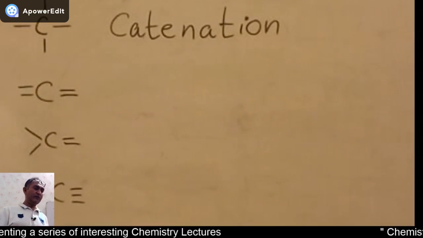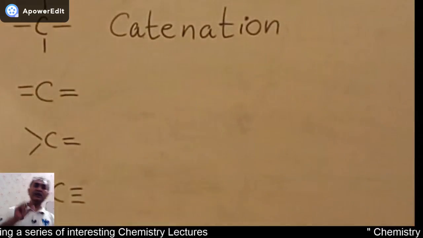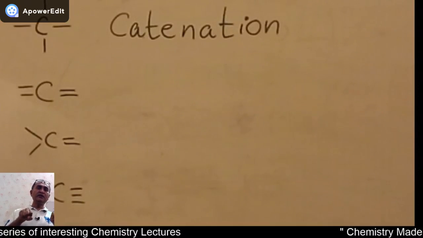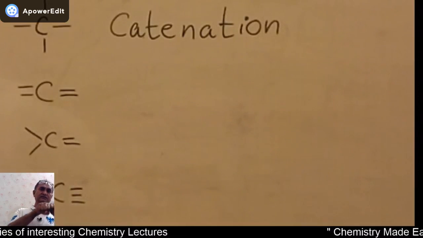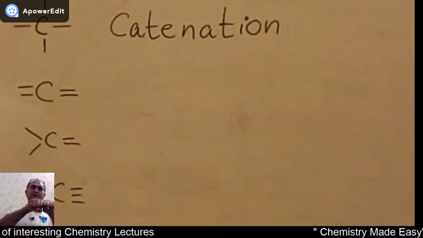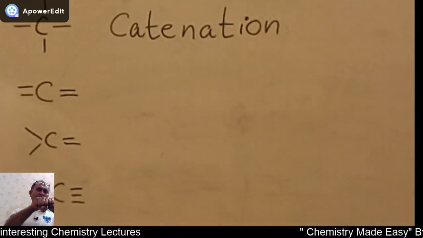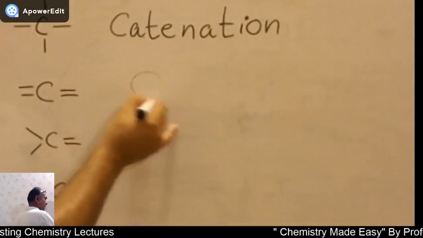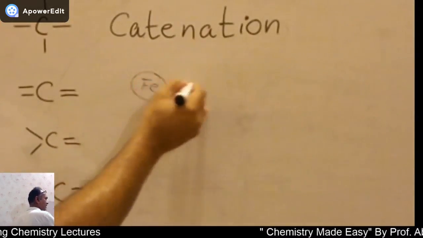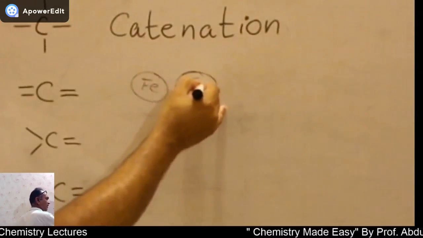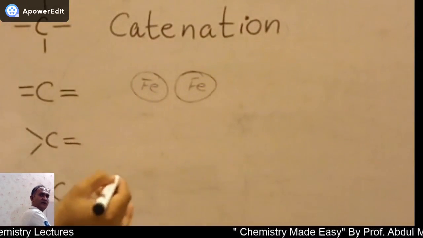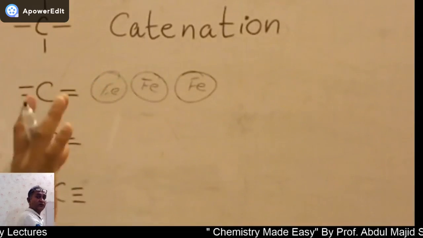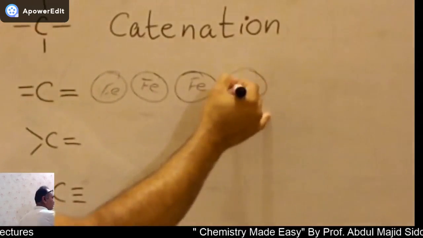For example, suppose we have a piece of iron, then its atoms will be side by side like this. Suppose here is an atom of iron, here will be another atom of iron. They will be just side by side. I'm sorry, it's iron, so a number of iron atoms are there.